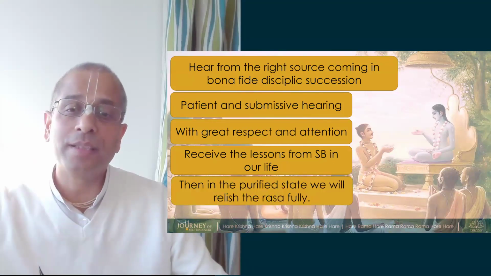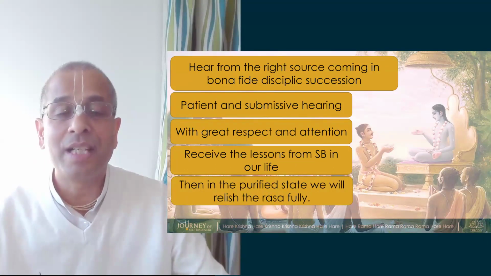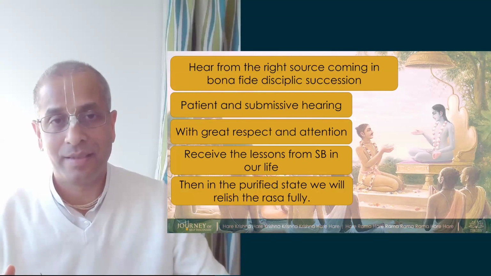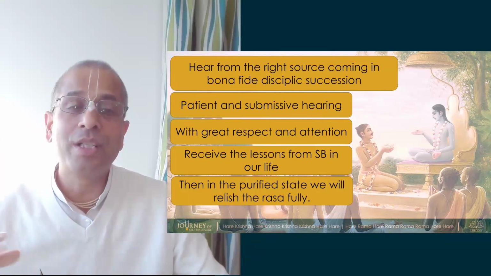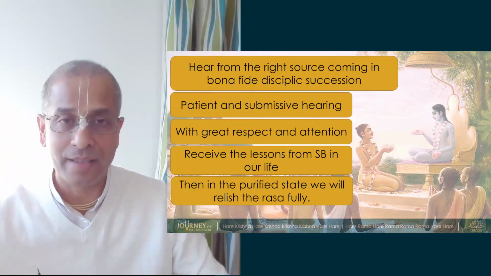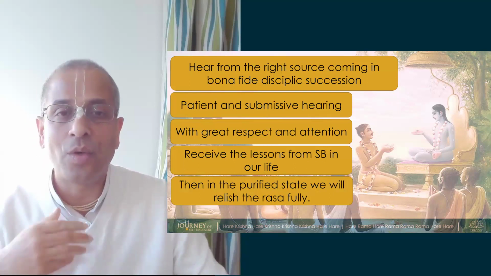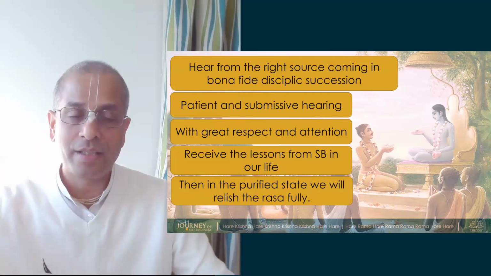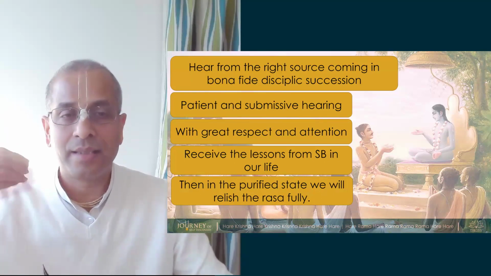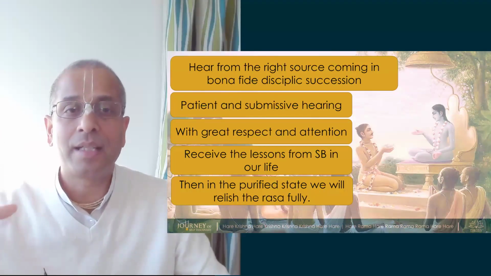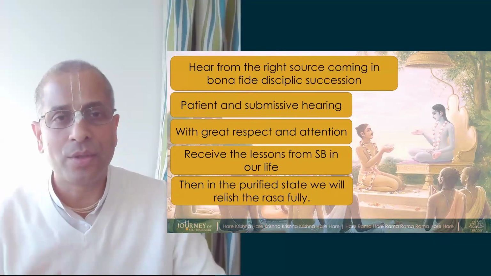When we do all of this, then we will come to the purified state, and then we will relish the rasa fully. At that time, our original constitutional position will be revealed. At this point in time, we do not know our original mood among the five primary rasas: Shanta rasa, Dasya rasa, Sakhya, Vatsalya, or Madhurya. In which mood we are there in the spiritual world, we do not know at this point.